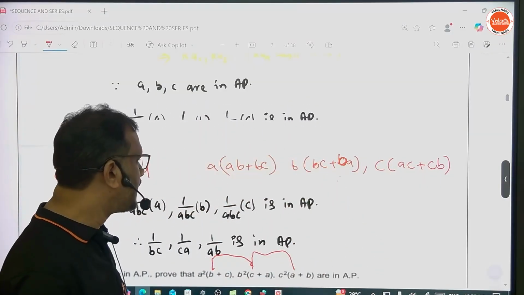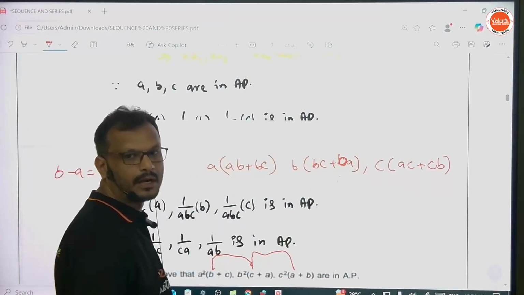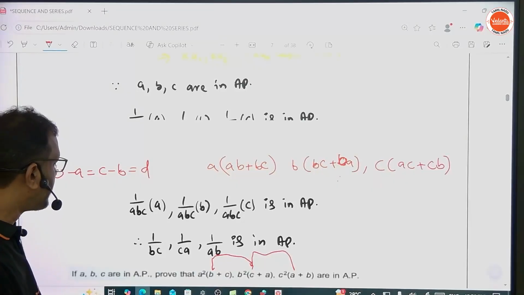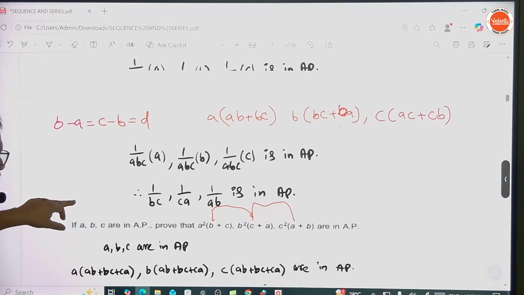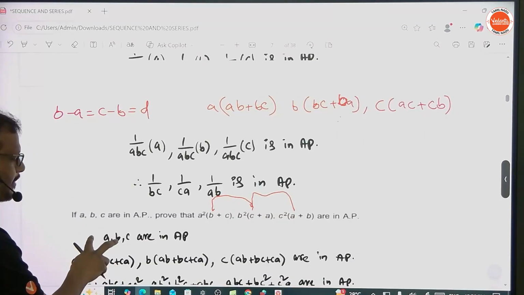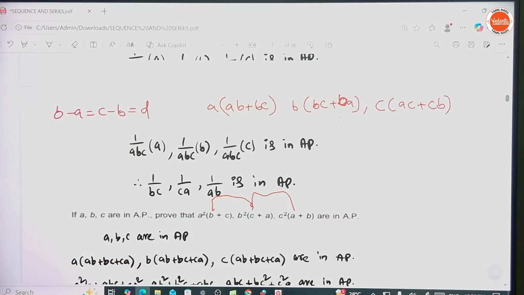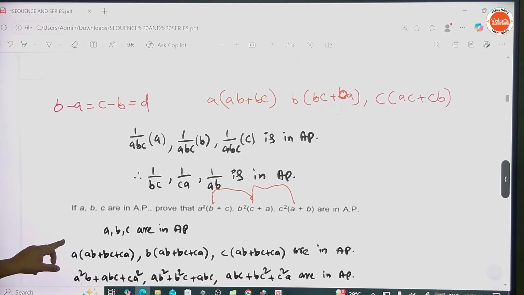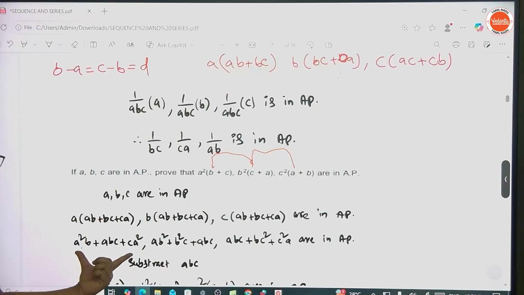So if CA is there, then the term will be common for all of them. If the same term is added to the multiplied ones, then it will be AP. So that's why we multiply with AB plus BC plus CA. If you multiply AB plus BC plus CA to these terms, obviously it will be AP. Now just multiply all the numbers one by one. Just multiply A inside, so you'll get this term.